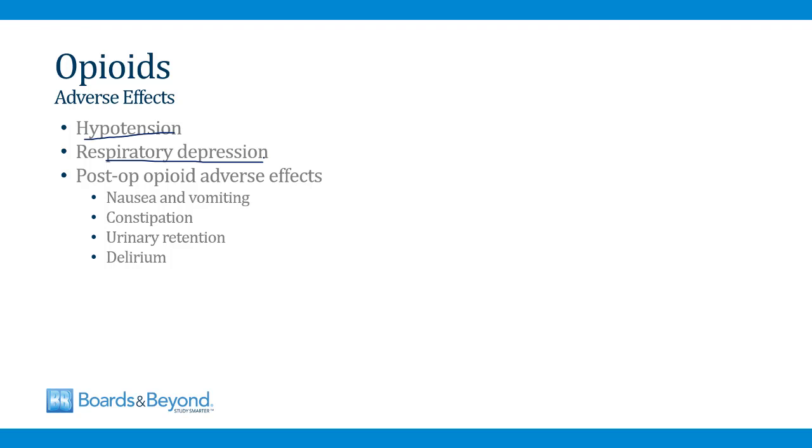And then when you administer opioids during a surgical case with anesthesia, after the case the patient often has postoperative opioid adverse effects. These are things like nausea and vomiting and constipation from the decrease in GI motility that goes along with opioids. Opioids also make it difficult to urinate, so patients can have urinary retention. And then some patients, especially elderly patients, can develop delirium from opioids.